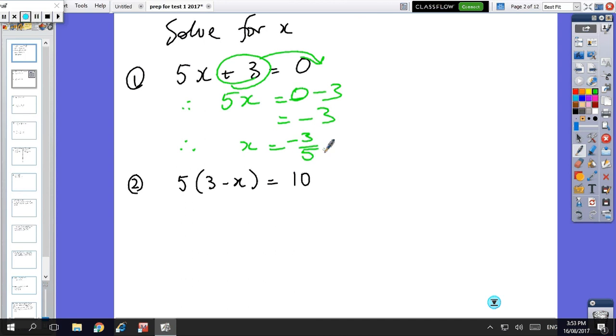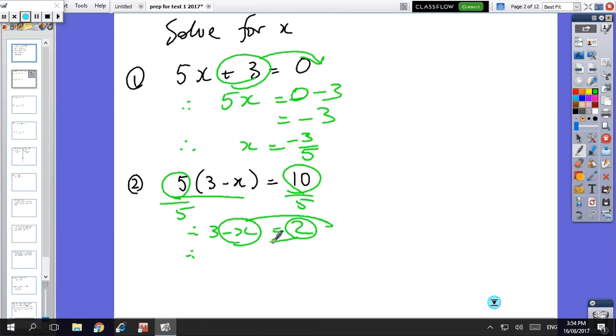Okay, next one you've got the option of expanding the brackets, but because 5 goes into 10, I'm going to divide both sides by 5. So 3 minus x equals 2, and then take the x across and take the 2 backwards. So positive x equals 3 minus 2 equals 1.